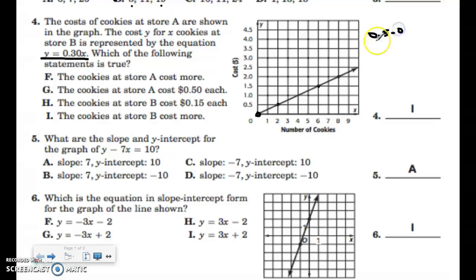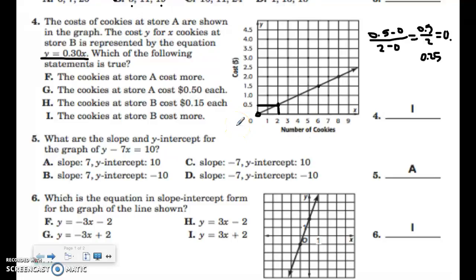minus 0. And then 2 is the x-coordinate of this point right here, right? (2, 0.5). So I've got 2 minus 0, which equals 0.5 over 2. If you divide that, you get 5 over 20, which is 1/4, which is 0.25. Let me write it down here. 0.25. That means it's 25 cents per cookie.